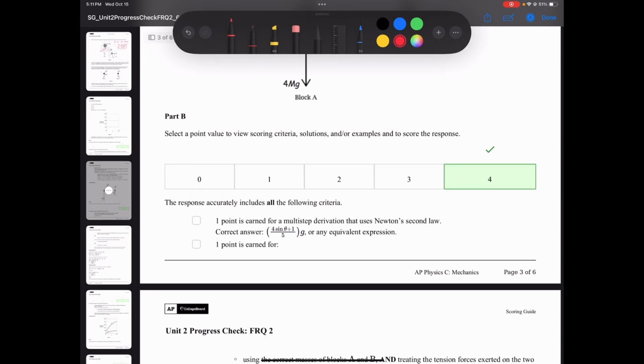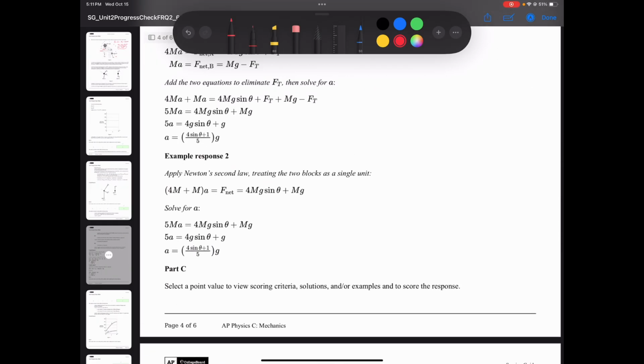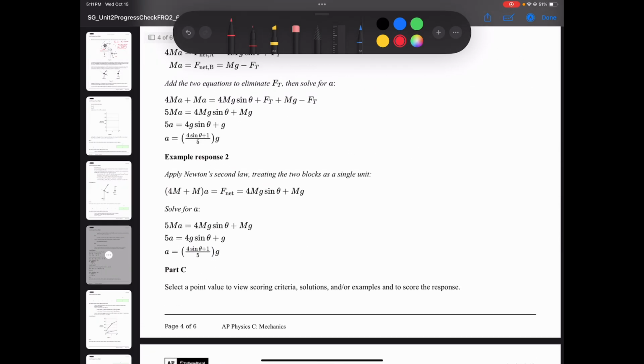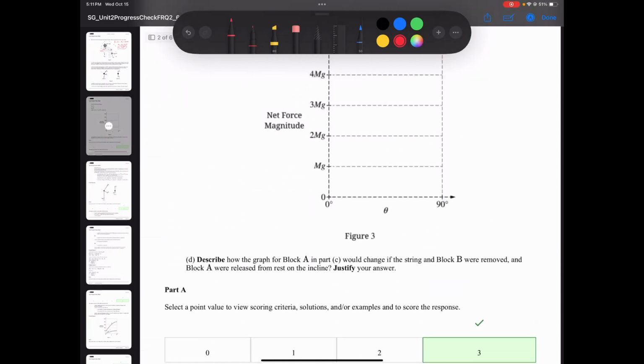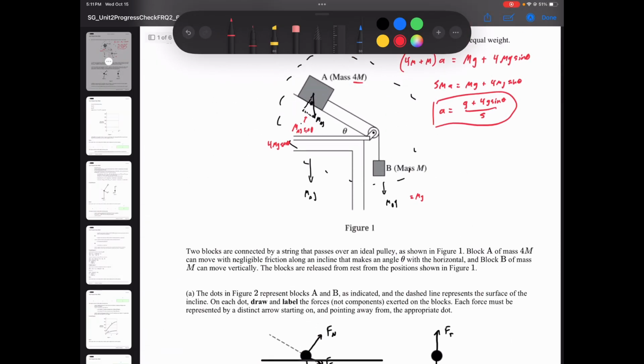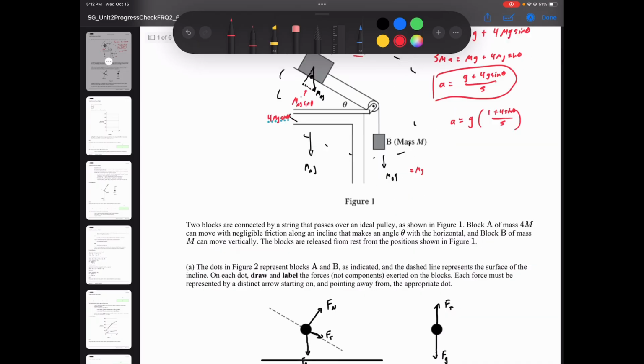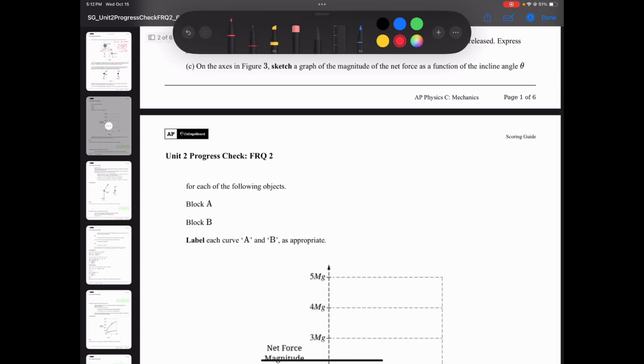They go through the derivation over here: 4 sine theta plus 1, over 5, times g. So they also factor out the g, and you can do that as well. If you factor the g out of both terms, you get g times (1 plus 4 sine theta) over 5. Now let's look at the rest of the problem.